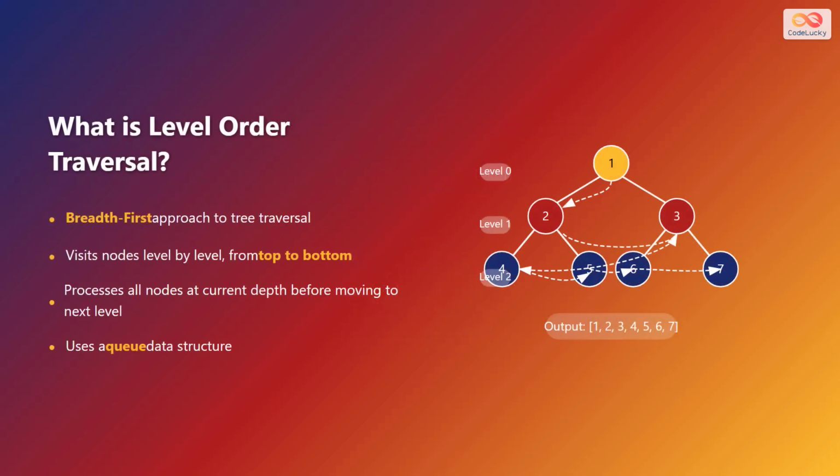So, what exactly is Level Order Traversal? It's a breadth-first approach to tree traversal, which means it explores all the nodes at the present depth prior to moving on to the nodes at the next depth level. It visits nodes level by level from top to bottom, processing all nodes at the current depth before moving to the next level. It uses a queue data structure to keep track of the nodes to visit. As shown in the binary tree on the right, the output of Level Order Traversal would be 1, 2, 3, 4, 5, 6, and 7.